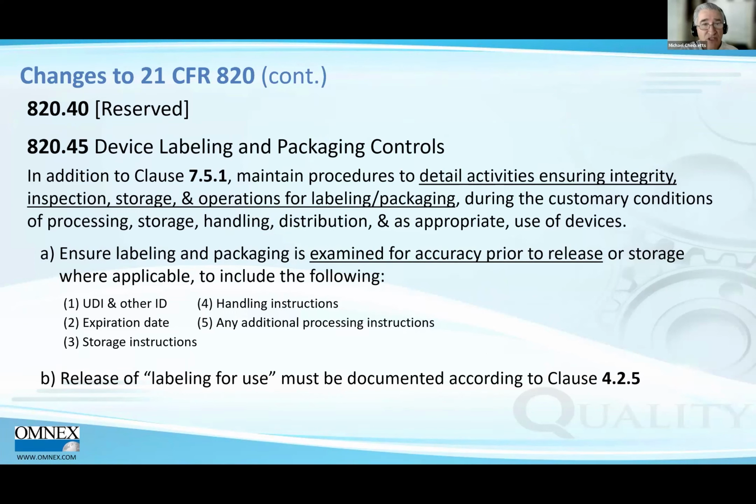820.45 device labeling and packaging. What do we have to do in addition to 13485? Part A, you need to ensure that labeling and packaging is examined for accuracy prior to release. So that labeling examination, that inspection, needs to include UDI, expiration dates, storage instructions, handling instructions, and any additional process instructions that need to be recorded. Release of labeling for use must be documented according to 4.2.5.